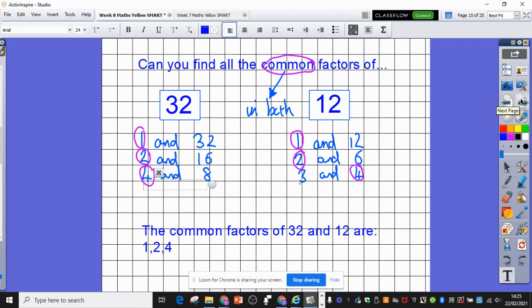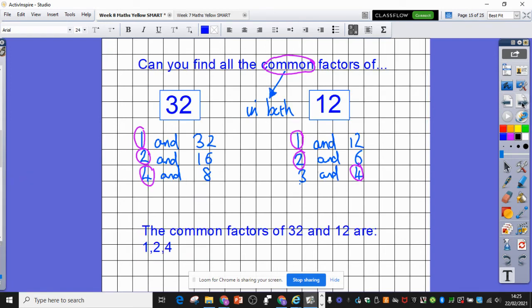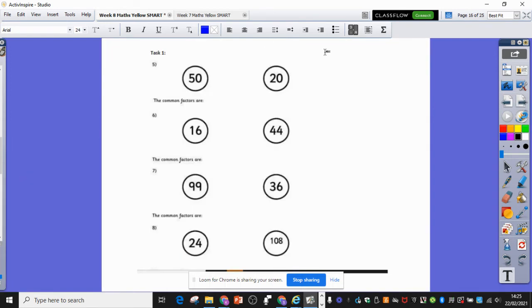So if you approach this systematically, working your way through exactly as I did here, use that as your model to help you. And then I'd like you to find the common factors of these numbers here. So you've got 1, 2, 3, 4 questions here from task 1.